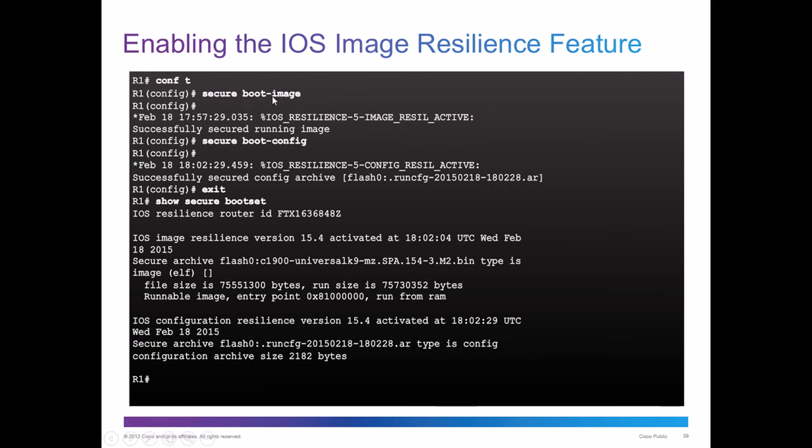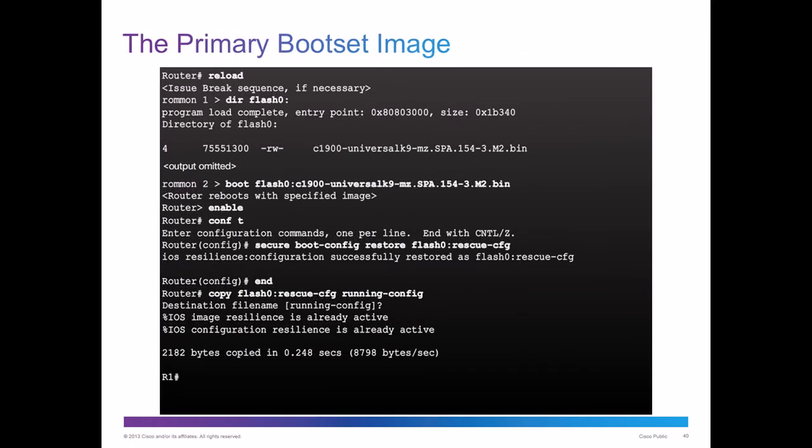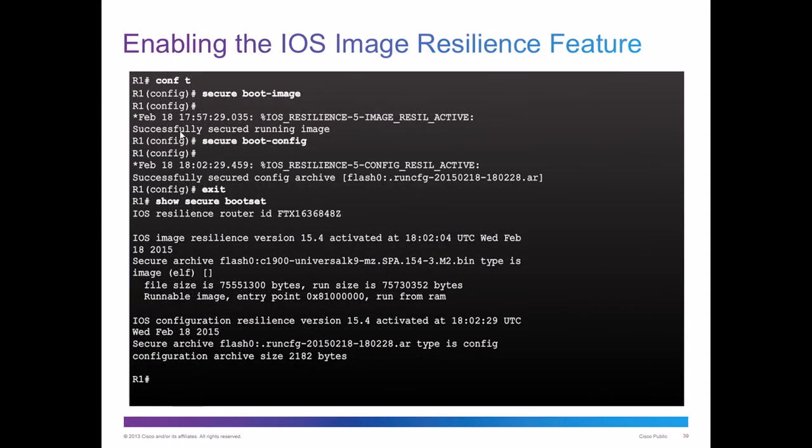Secure boot-image will make a copy of the operating system. And the other command is secure boot-set, which is to restore the boot set. Excuse me. Secure boot-config will make a copy of the running configuration file. By the way, you can always keep typing secure boot-config, and it will update the configuration file if you made any changes to it.